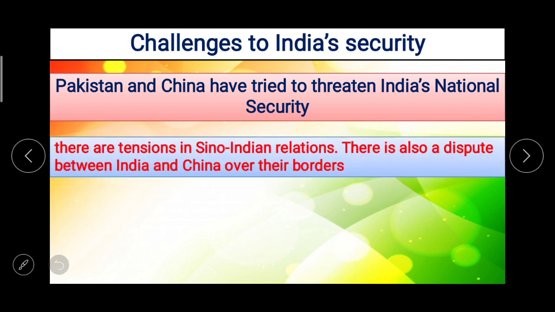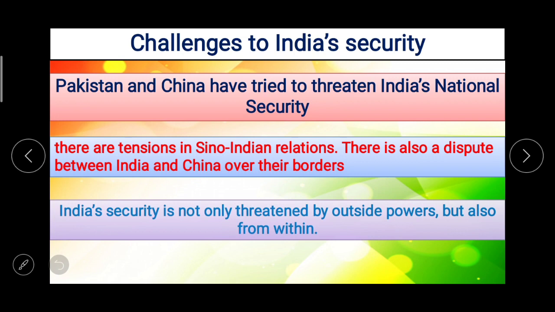Next point, India and China are important countries in Asia, and in 1962 we had to go to war with China, as China was trying to establish its own hegemony over countries that are India's neighbors. So there are tensions in Sino-Indian relations, and there is also a dispute between India and China over their borders, and nowadays also this thing is in the news. अगर आप पिछले कुछ दिनों की महीनों की न्यूज़ निकाल कर देखेंगे, तो आपको ये जो नेचर है इंडिया चाइना बॉर्डर के टेंशन का वो समझ में आएगा, क्योंकि अभी भी कुछ डिस्प्यूट्स उसके बारे में चल रहे हैं.